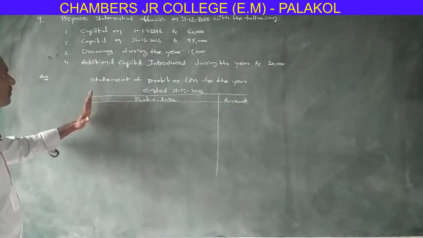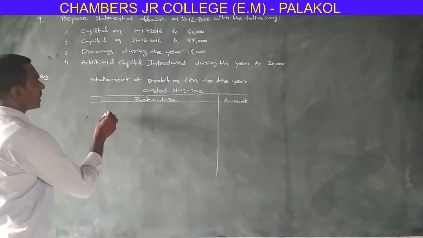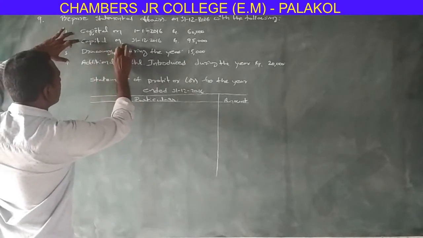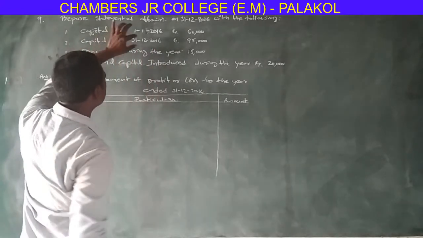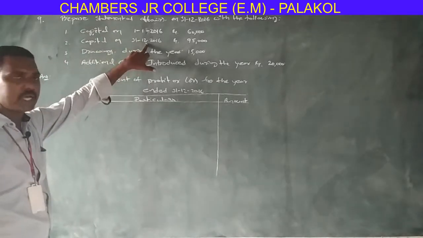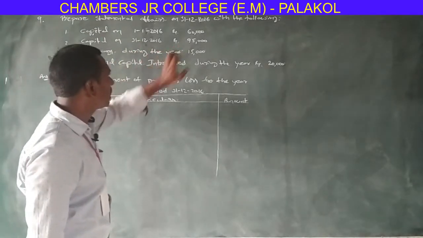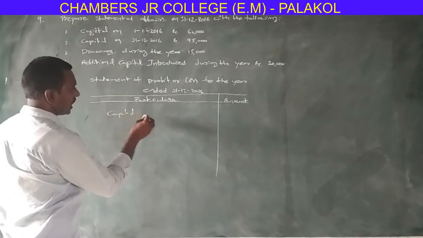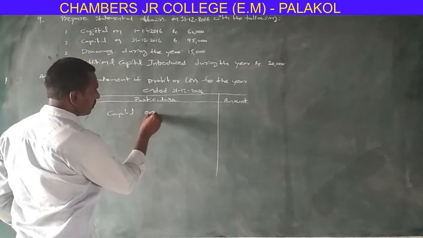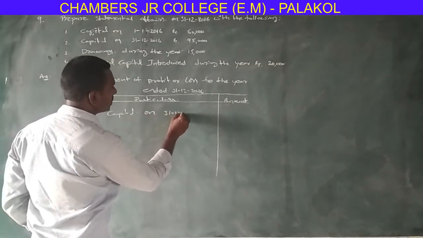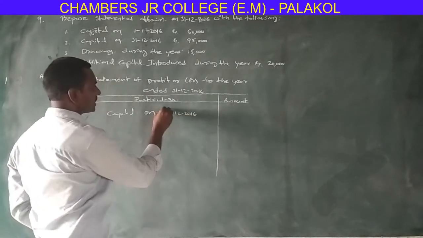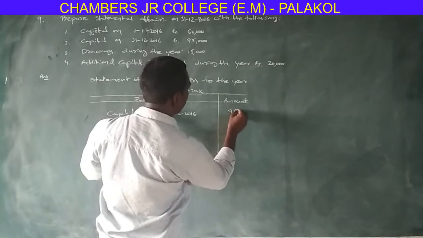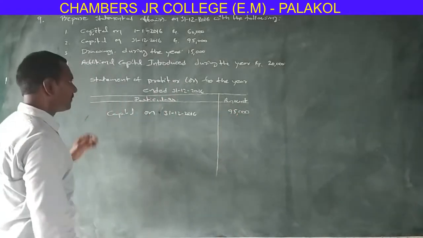Here, first of all, you take the closing capital or capital at the end of the year. Capital on 31st/12/2016 is the end of the year. So, capital at the end of the year, rupees 95,000, is the closing capital.